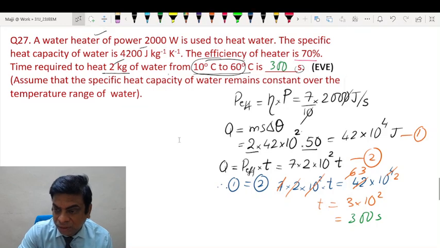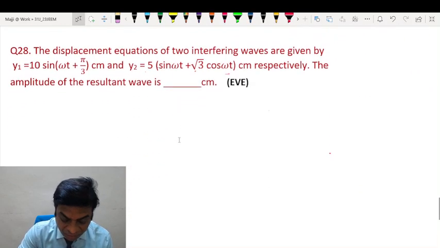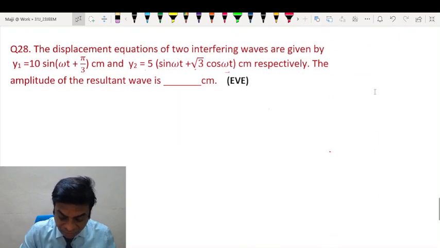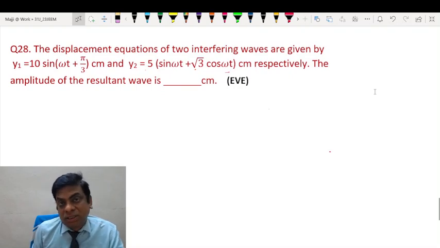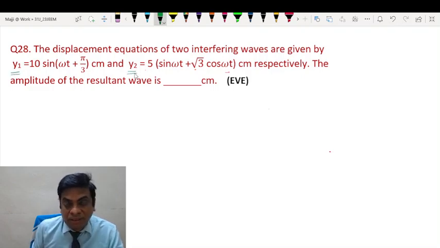Moving to the next question. The displacement equations of two interfering waves are given by this, and the amplitude of the resultant wave is. Now, this question is based on the principle of superimposition. As per the principle of superimposition, you can simply superimpose the displacement equations to get the total displacement equation.